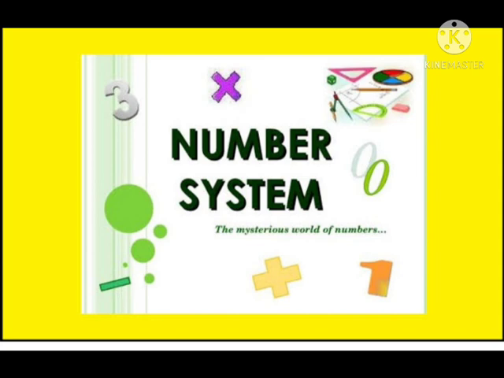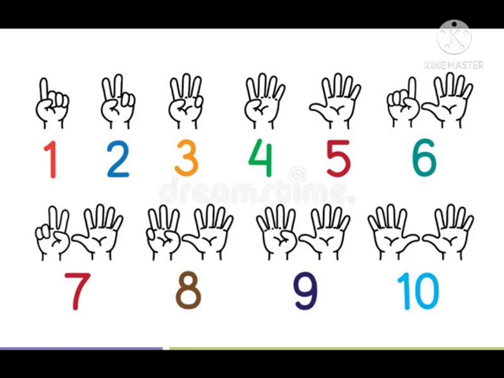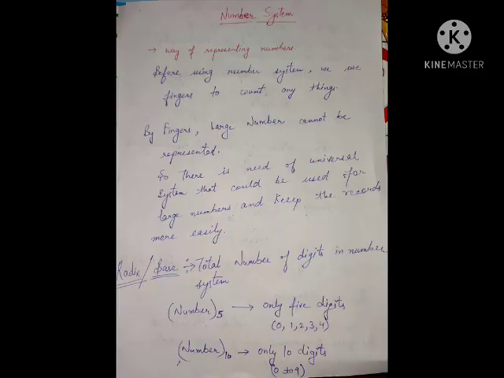Before using number system, we used fingers to count anything. By fingers, large numbers cannot be represented, so there is a need of a universal system that could be used for large numbers, and we will keep the records more easily. So what is the number system? It is the way of writing the numbers to represent something.